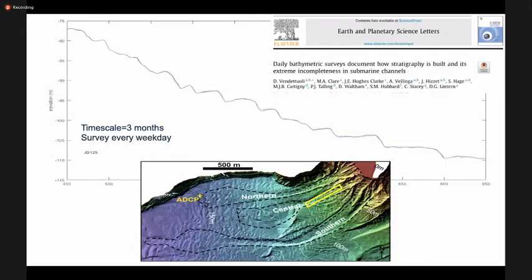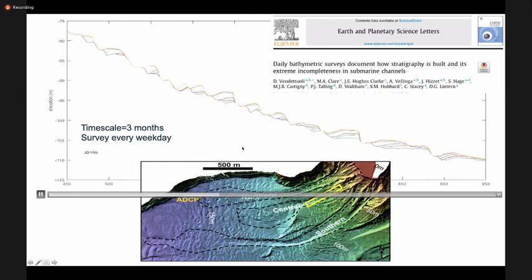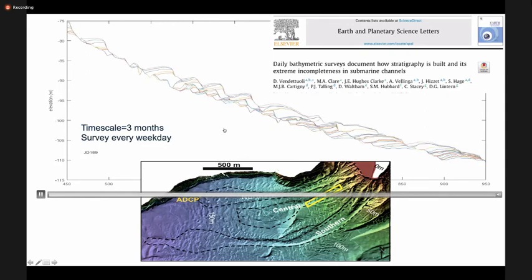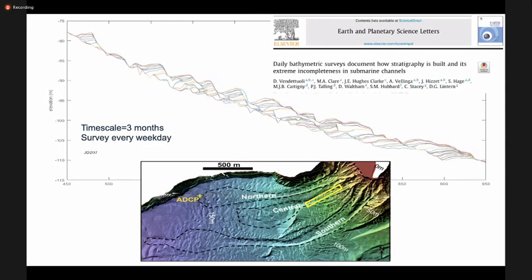So this is really exciting work published by Daniela Vendettoli last year, looking back at the Squamish Delta. And here we're looking at a profile which goes from the northeast down to the southwest in the upper part of the central channel. And Daniela showed over each one of these time steps, which is a weekday, how the stratigraphy is built and how even over a few days, because of the upstream migration of these bed forms, you can rapidly rework sediments which were deposited.